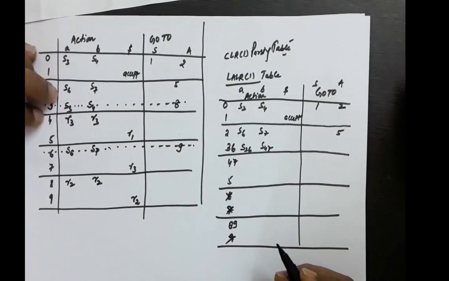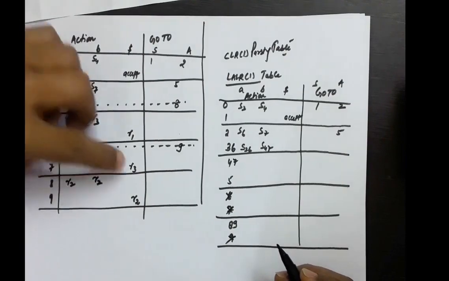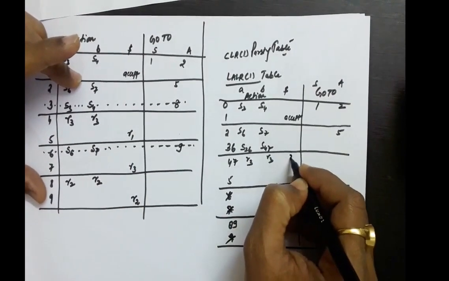Similarly, see that in the 4th state and the 7th state we have R3, R3 and R3. So no conflict has arisen. We're writing R3 only.